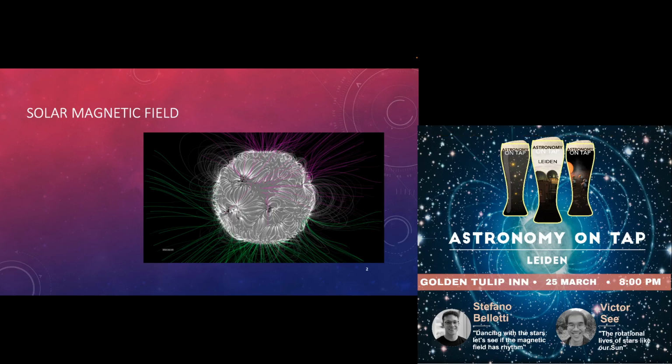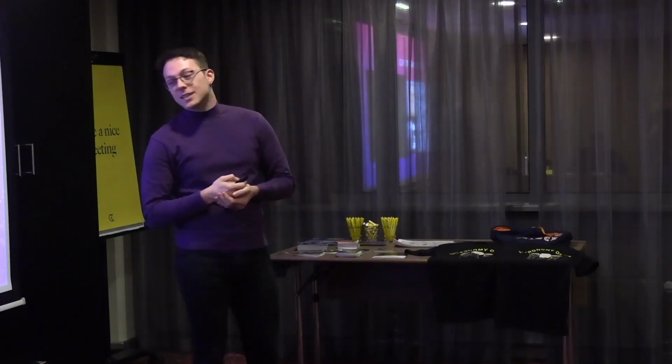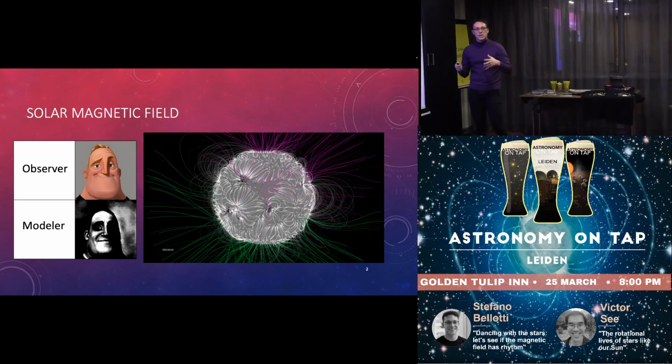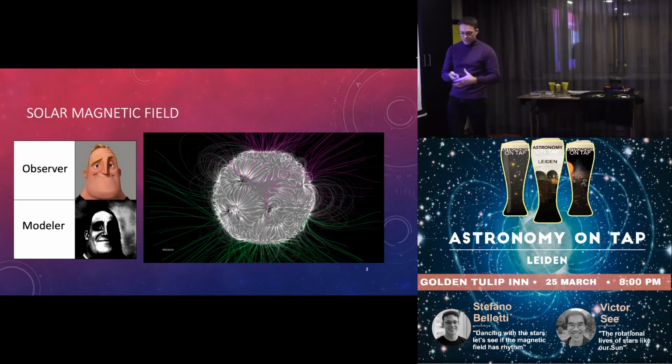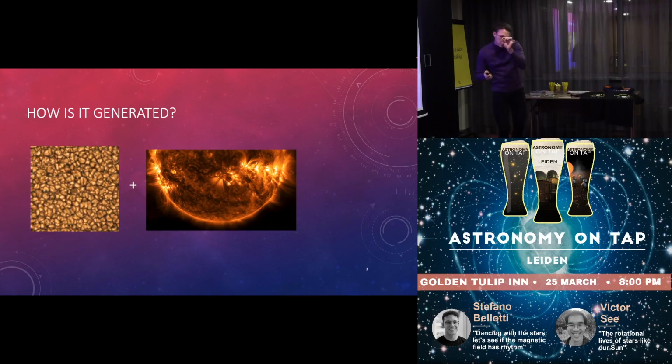But when you are a modeler, you don't really like this, in the sense that figuring out a way to put in equations and in theory exactly what is going on here, it's a mess. It's really, really complicated, to the point that even for the sun, which is the most studied star, we do not have a complete theory that can explain all of these phenomena. So I'm going to talk about the theory, just like a brief mention.